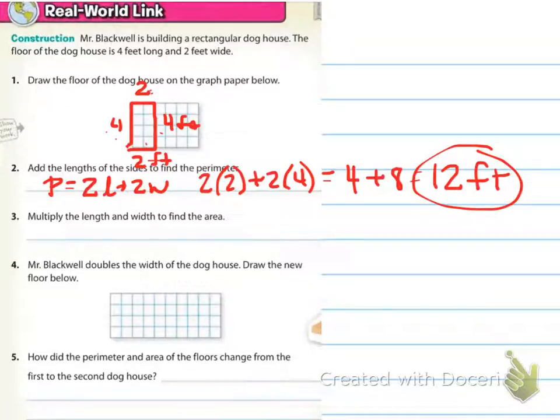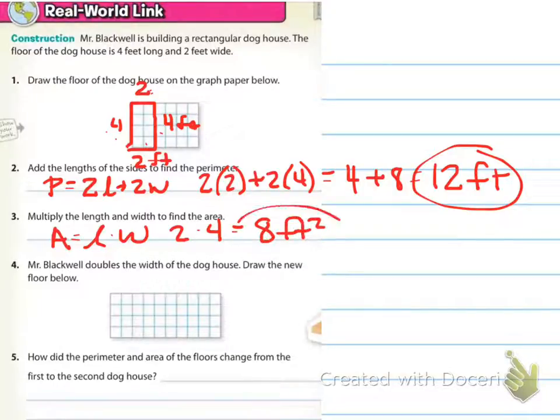Number 3 says to multiply the length and the width to find the area. So we know the area is length times width, or base times height. It'll be 2 times 4, and 2 times 4 is 8 square feet. So the area for the same thing is 8 square feet.